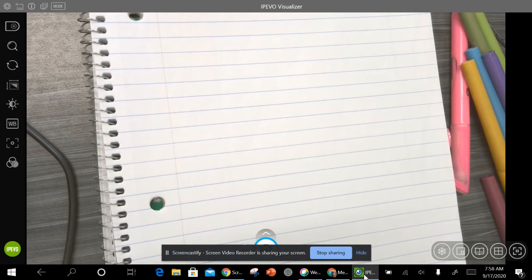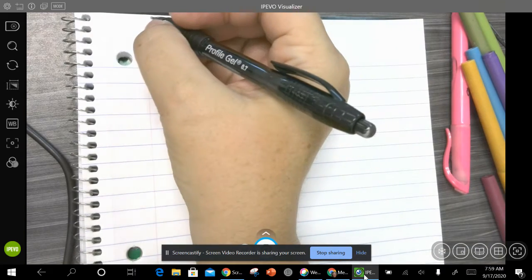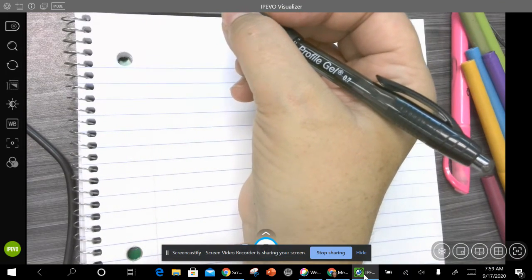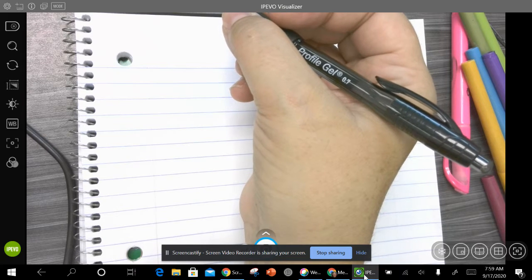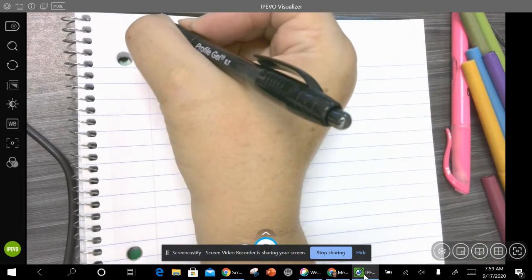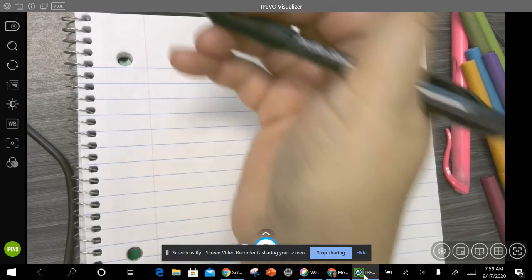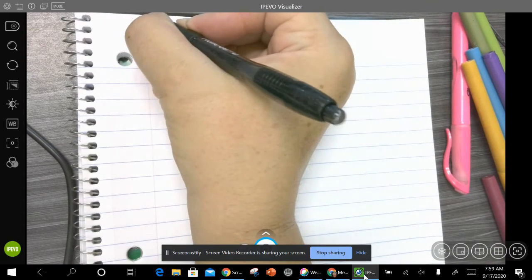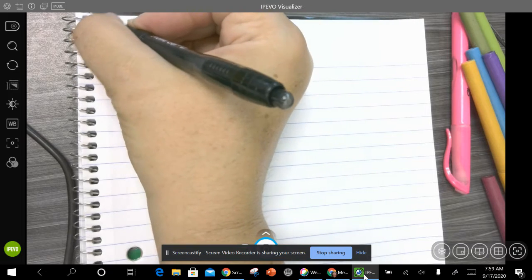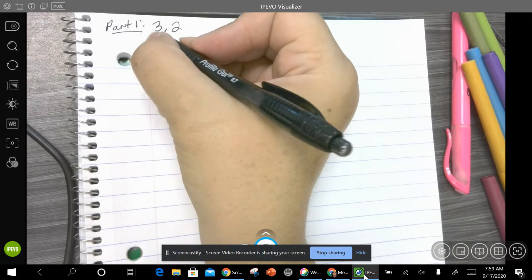Good morning. So we're going to work on the notes for 3.2. So we're working with parallel lines, and we want to make the lines parallel. So this is part 1 of 3.2. So I'm just going to put more part 1.